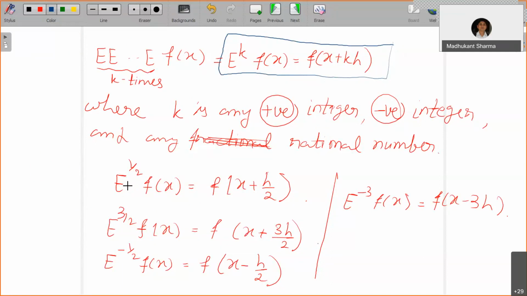If you talk about E to the power half, it gives you the function value at x plus h by 2. E to the power 3 by 2, if you apply it on f(x), will give you the function value at x plus 3h by 2. And E to the power minus half f(x) will give you the value at x minus h by 2, and so on. So this is the first difference operator we defined in the previous lecture.